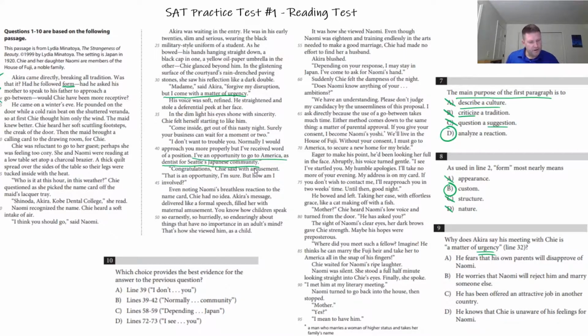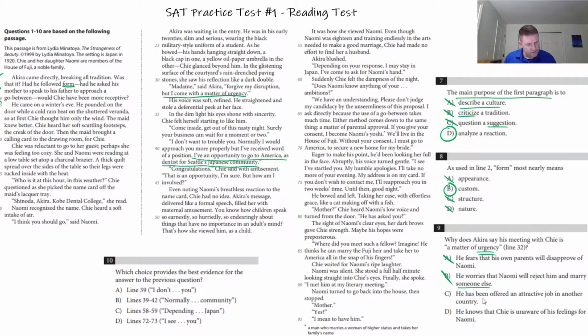That's the issue here. Now, he fears that his own parents will disapprove of Naomi. There's no evidence for this, right? And then B, he worries that Naomi will reject him and marry someone else. She's not looking at anyone else, right? At least there's no evidence for that.